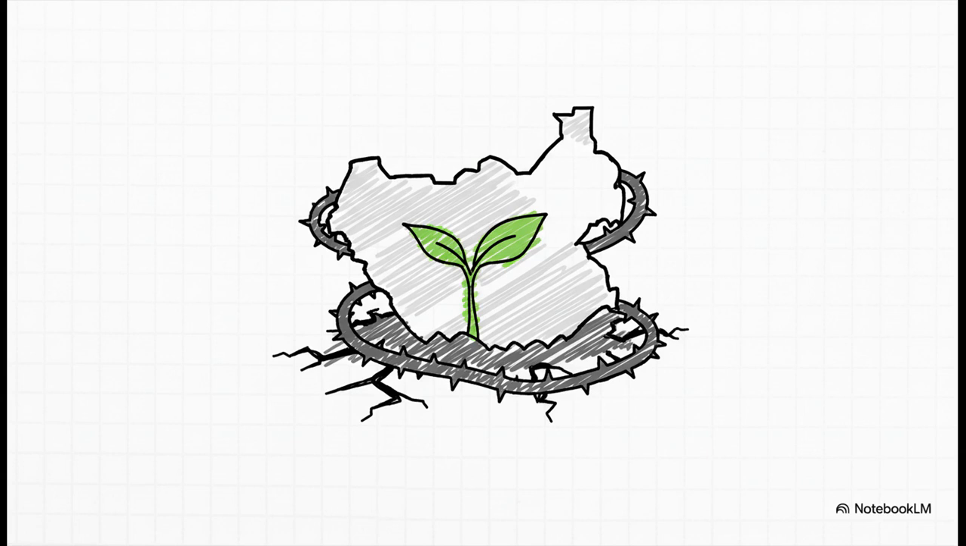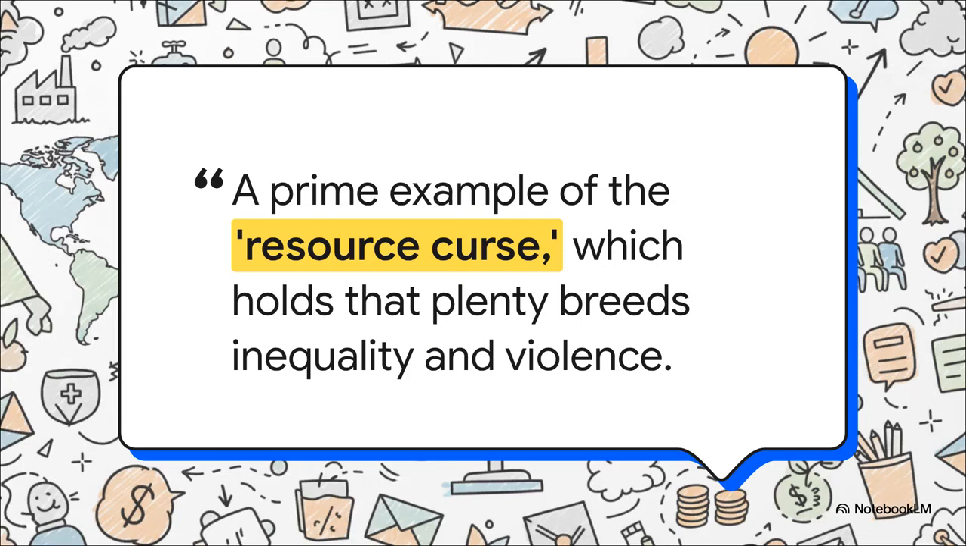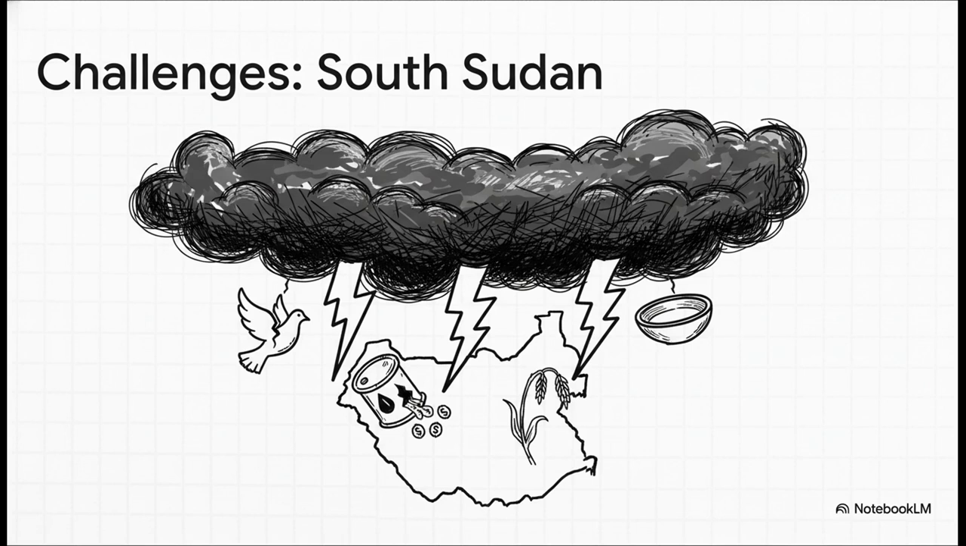This is actually the world's youngest nation. It only gained independence back in 2011. But its short history has been defined by immense hardship. This quote right here perfectly captures the central paradox, the tragedy of South Sudan. See, the country is incredibly rich in oil, a resource that should be fueling its development. But instead, it's become what experts call the resource curse, where that wealth actually fuels conflict and corruption instead of prosperity.